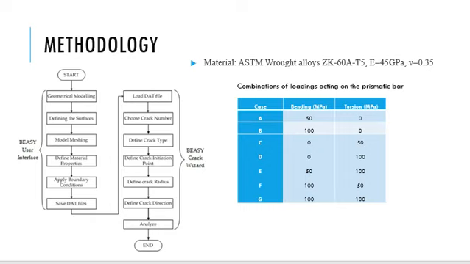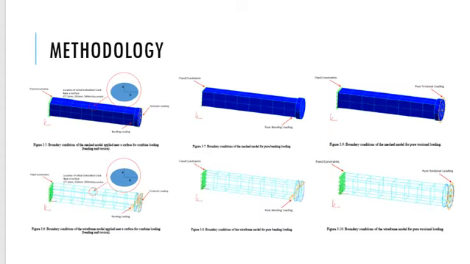This is my methodology. We have a combination of loading acting on the prismatic bar. The material is ASTM wrought alloy ZK68T5, with a modulus of 45 gigapascal and Poisson's ratio 0.35. The schematic of the crack model is illustrated in the figure. The crack is introduced near the solid surface at 77.5 mm, 150 mm, and 50 mm XYZ position, as in figure 3.5 and figure 3.6.